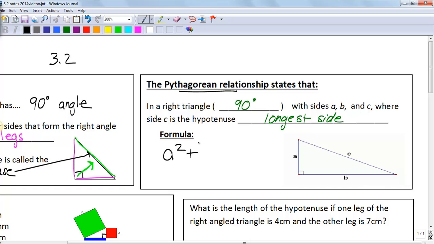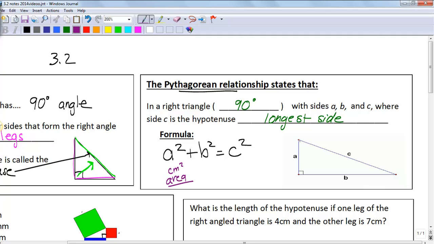a squared plus b squared equals c squared. Right? Now what this is saying is that something squared, right? Just like when we talk about centimeters squared, that's talking about an area.